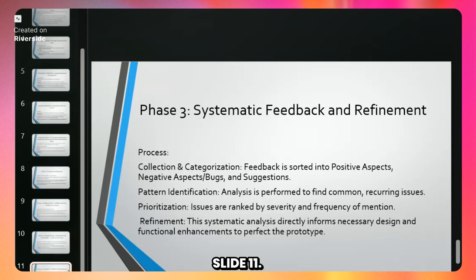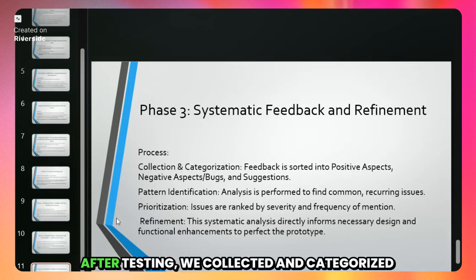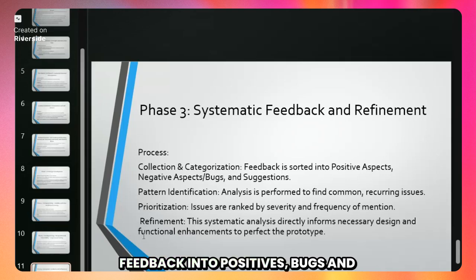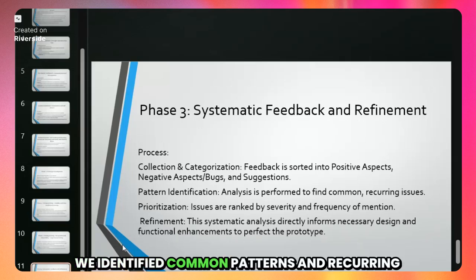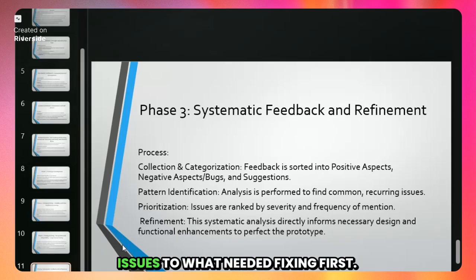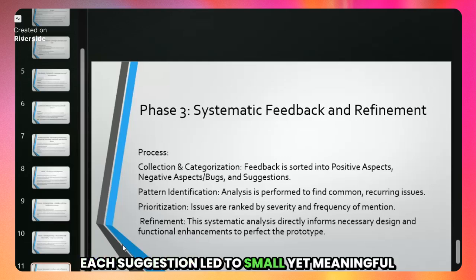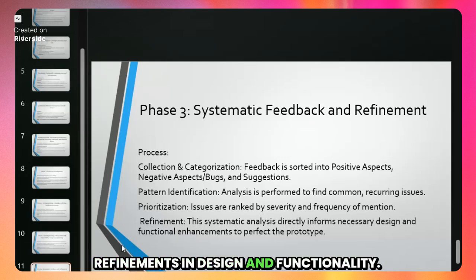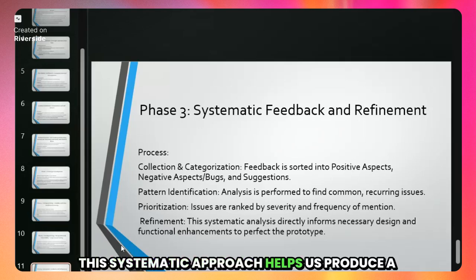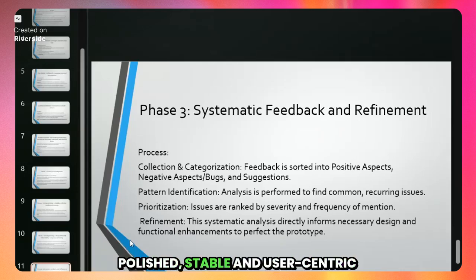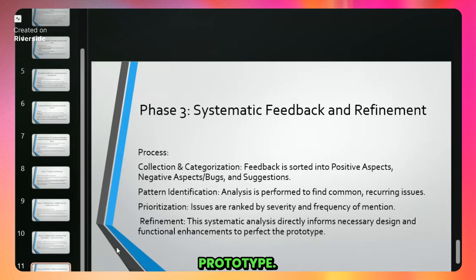Slide 11. After testing, we collected and categorized feedback into positives, bugs, and improvement suggestions. We identified common patterns and recurring issues to decide what needed fixing first. Each suggestion led to small yet meaningful refinements in design and functionality. This systematic approach helped us produce a polished, stable, and user-centric prototype.